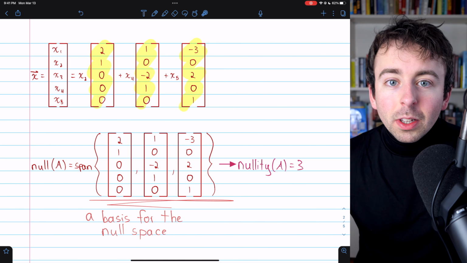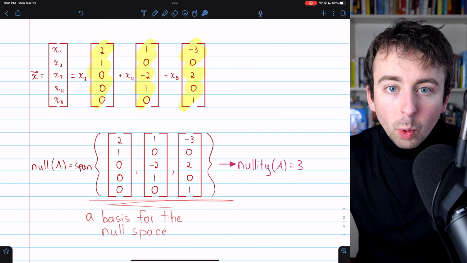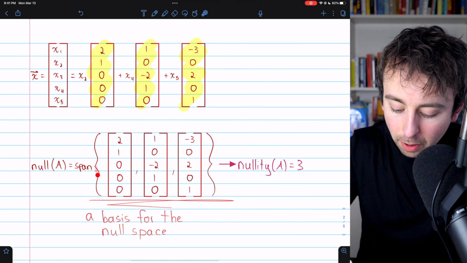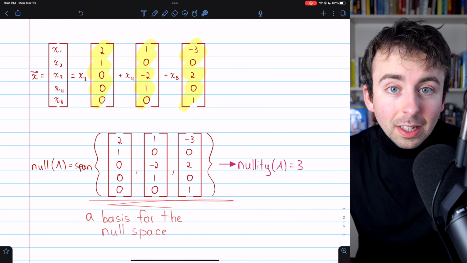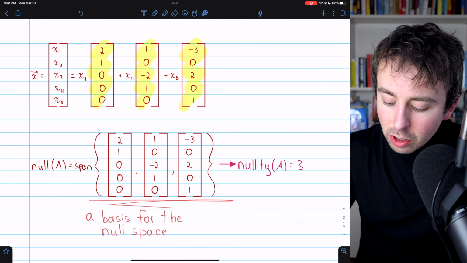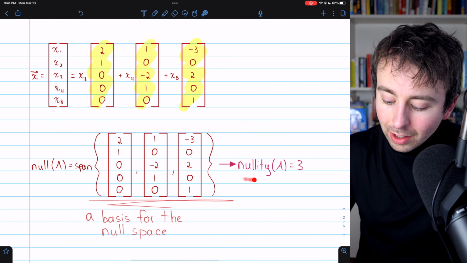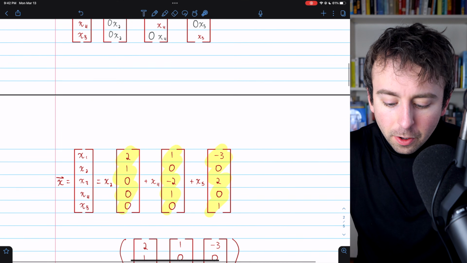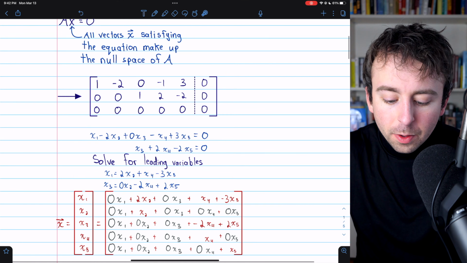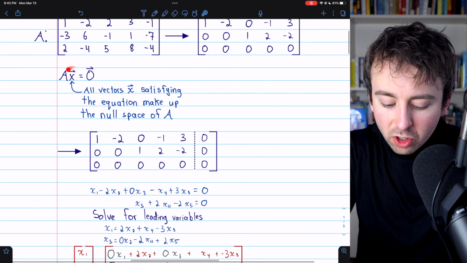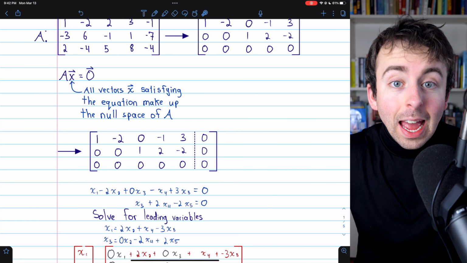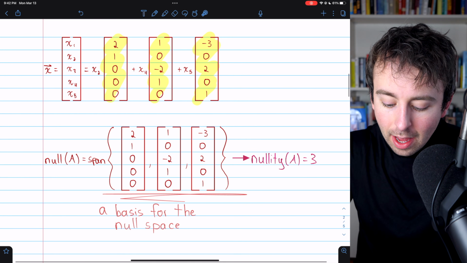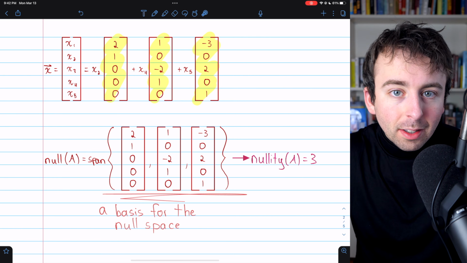Again, they are a basis for the null space. They are a linearly independent set of vectors which together span the entire null space. And because there are three linearly independent vectors in this basis, the dimension of the null space, which is the nullity of the matrix, is 3. Any vector in the null space, so any vector that is a solution to this homogeneous linear system, must be a linear combination of these three basis vectors.